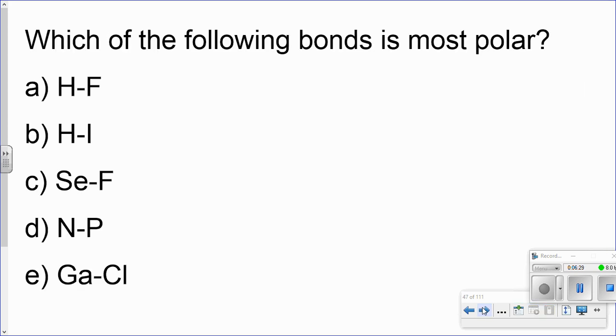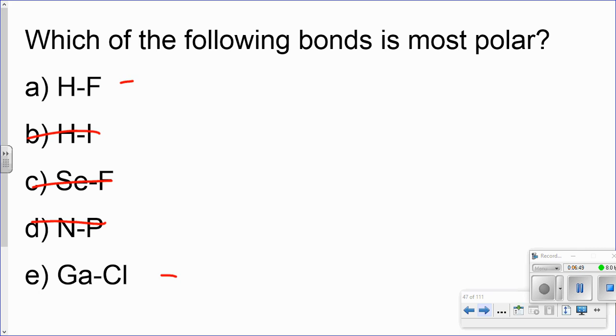Which of the following bonds is most polar? I don't have answers here, but if you want to pause and try it, I'll show you the answers. Which of the following bonds is most polar? You're going to default to... these are all pretty close. It's either A or E.